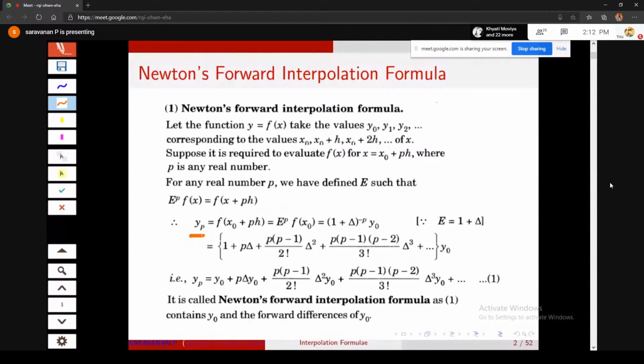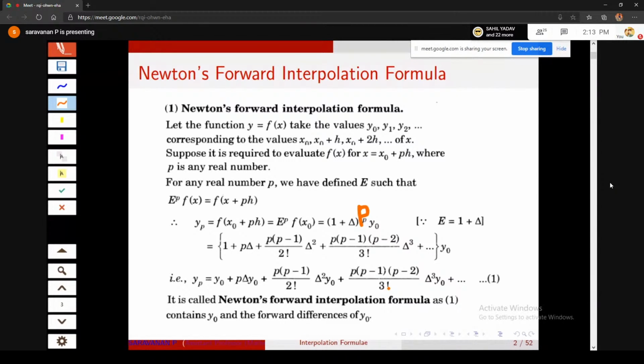yp, okay, yp is nothing but the value of f at xp, and xp is nothing but x0 plus ph, and x0 plus ph we can write it as E power p of f of x0. And we know the relationship between E and delta. We know that E equal to 1 plus delta. Therefore, in place of E, we can substitute 1 plus delta. Therefore, you will get 1 plus delta power, actually, it is plus P, and not minus P, 1 plus delta power P into y0.